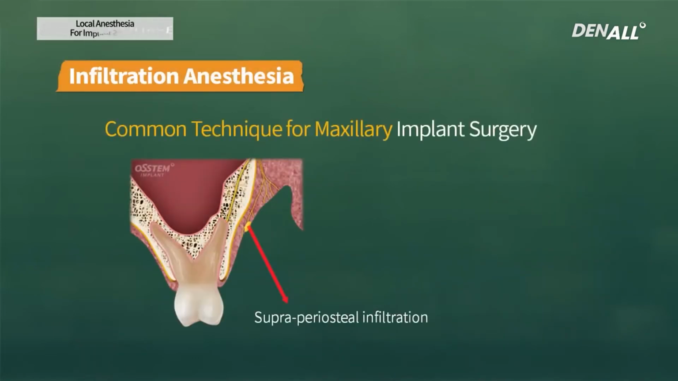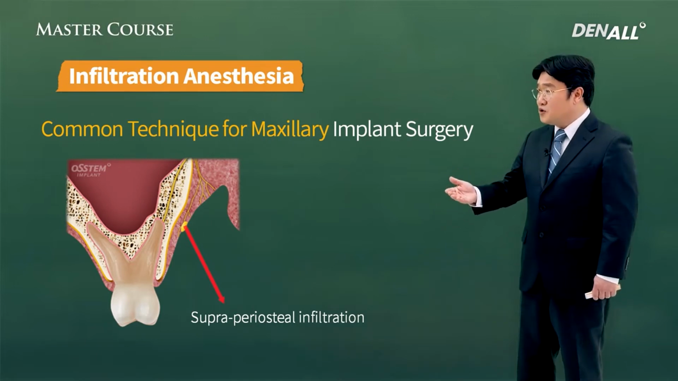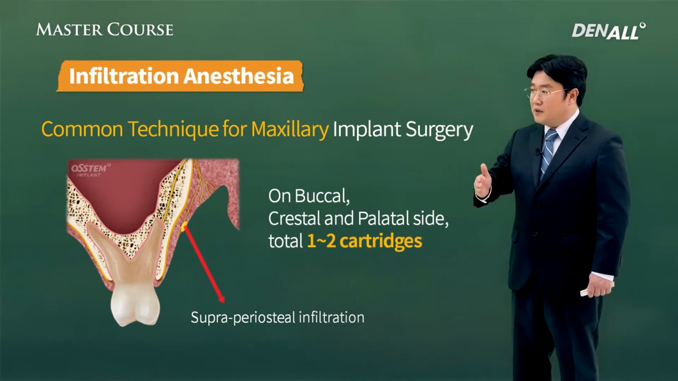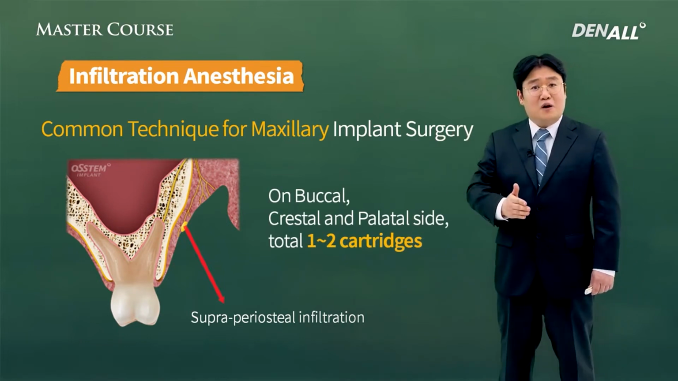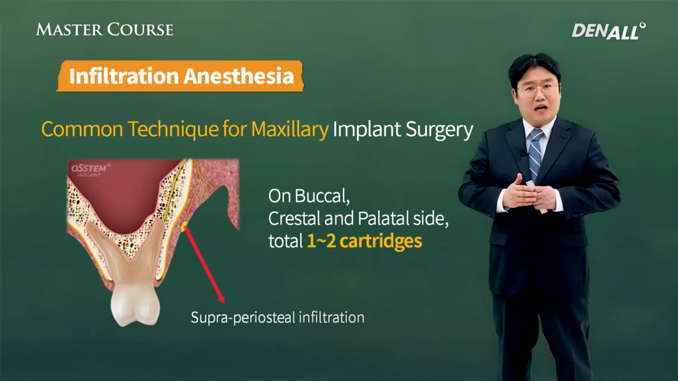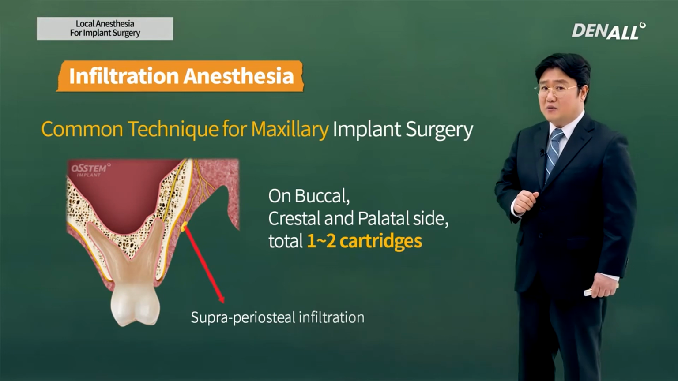The most common technique for maxillary implant surgery is the infiltration anesthesia, which is also called supraperiosteal infiltration. So the area where implants will be placed, buccal, crestal, and palatal side, divided into those three. 1 or 2 cartridges are used. That's the most common anesthesia technique on maxilla. I believe you all do this way.